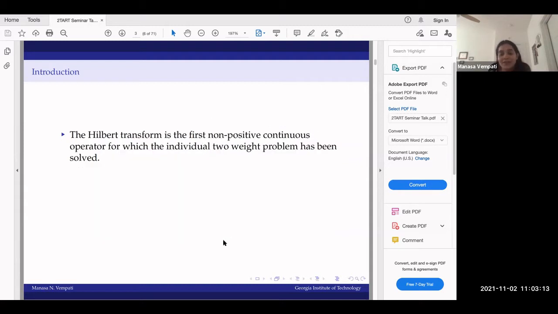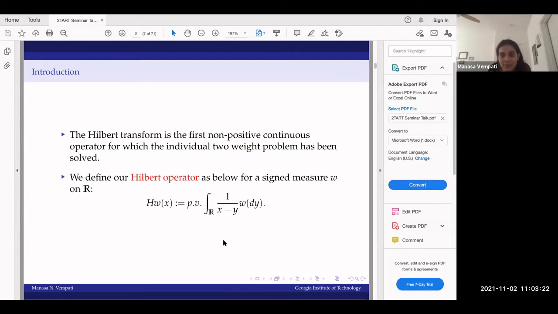Since I'm talking about the Hilbert transform, and since it's the first non-positive continuous operator for which the individual two-weight problem has been solved, I'm going to introduce what the Hilbert transform is and what the result pertaining to it is. The Hilbert operator for any signed measure is defined as a principal valued integral. H denotes the Hilbert operator, and omega here is the signed measure.